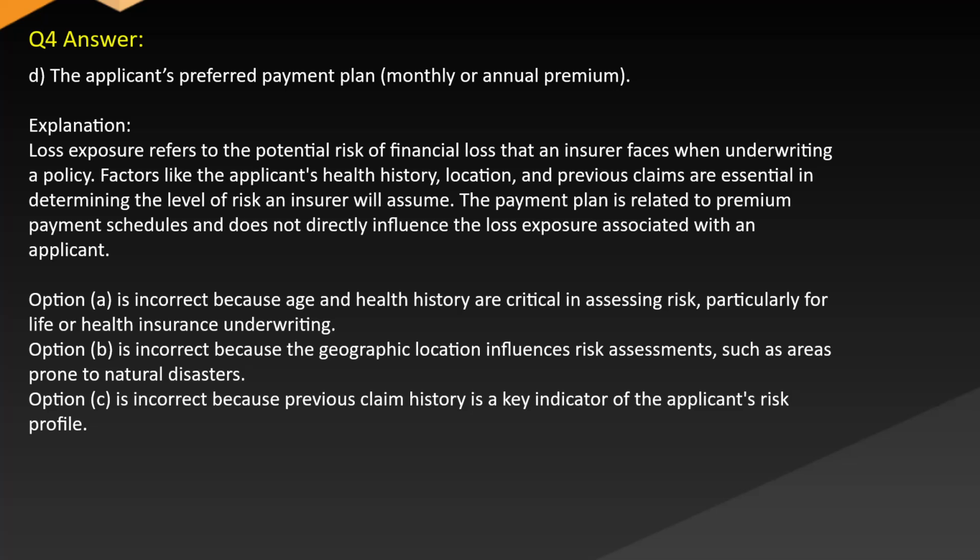with the applicant. Option A is incorrect because age and health history are critical in assessing risk, particularly for life or health insurance underwriting. Option B is incorrect because the geographic location influences risk assessments, such as areas prone to natural disasters. Option C is incorrect because previous claim history is a key indicator of the applicant's risk profile.